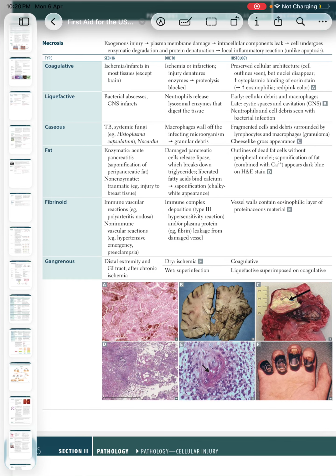So we have started the pathology, and in pathology we are doing the topic cell injury. In cell injury we have discussed the cellular adaptations and the apoptosis and all the mechanisms through which apoptosis occurs. Now coming towards the necrosis.